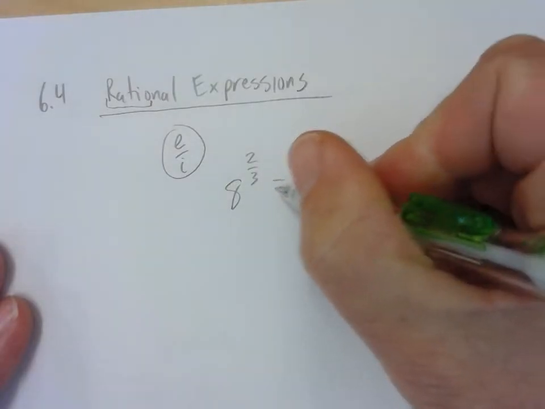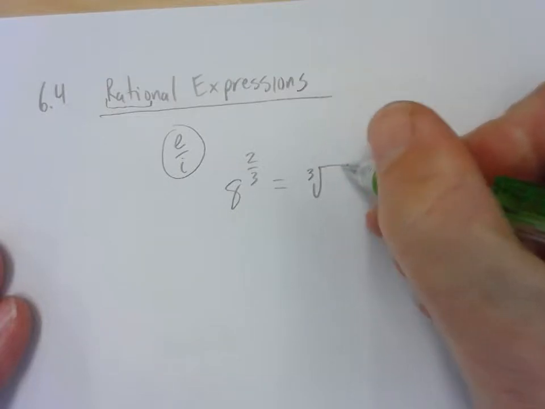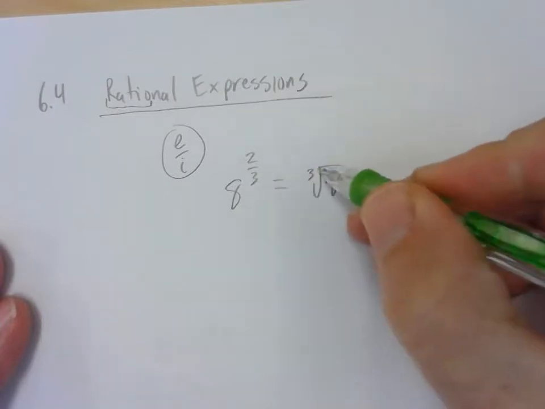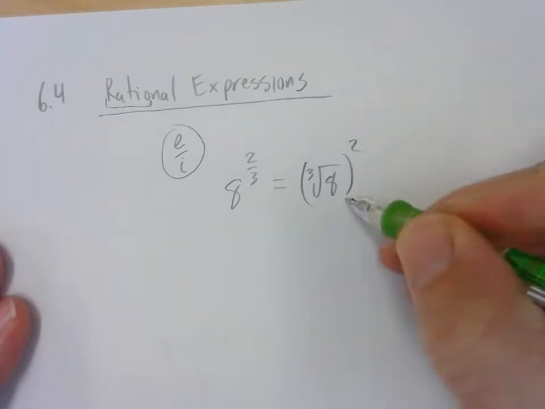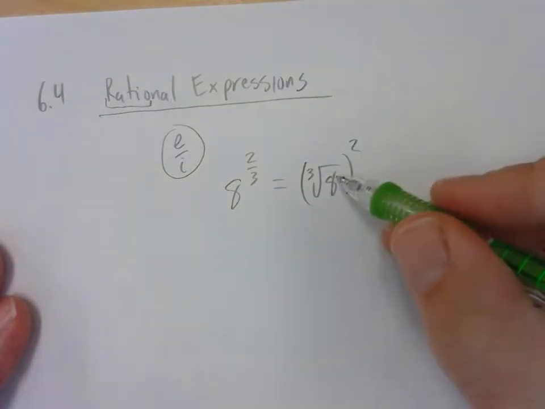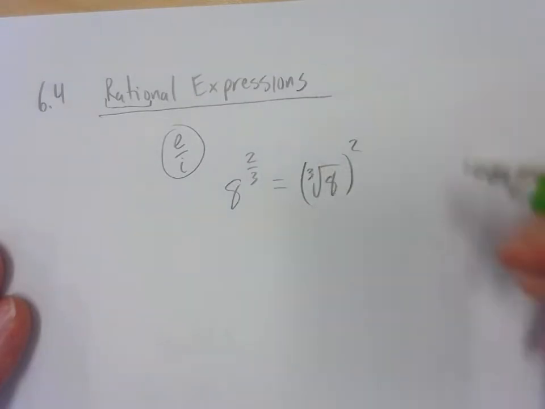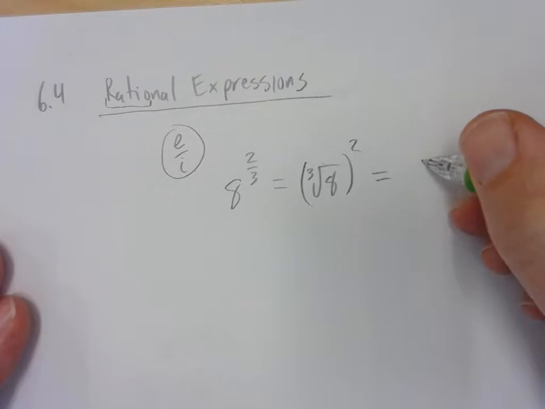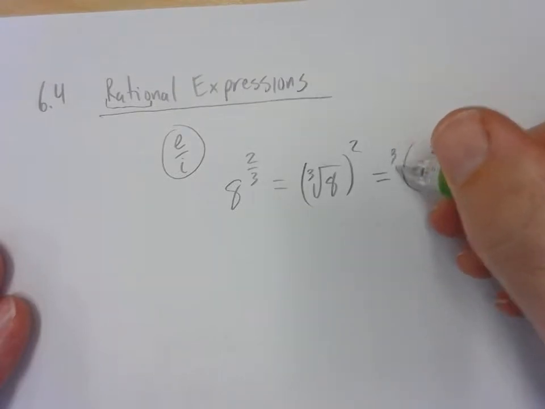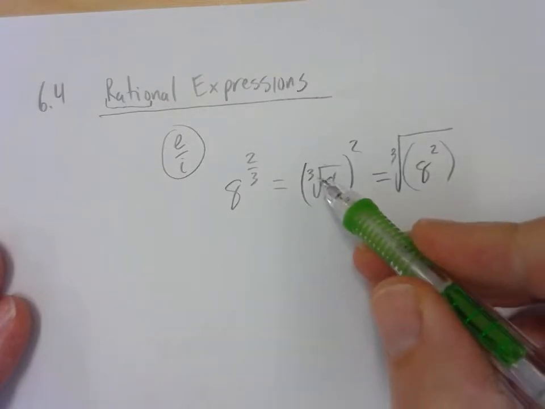So that means that we can think of this two ways. We can think of it as the cube root of 8, because that's your index there, and then squared. This is probably the easier way to think about it, because you're going to take the cube root and then square it, making the number smaller and then making the number bigger. Or you could think about doing 8 squared and then taking the cube root of that answer. So it's 8 squared, take the cube root, or it's the cube root of 8 squared.